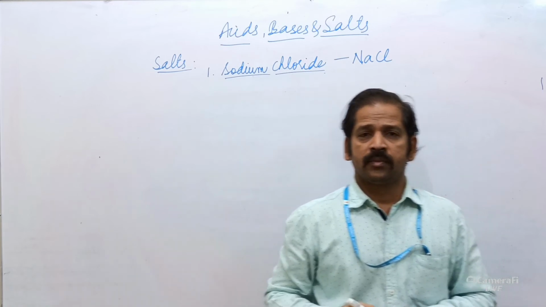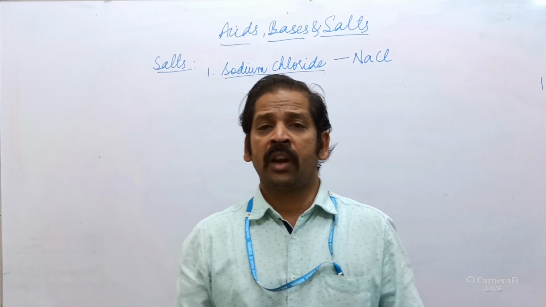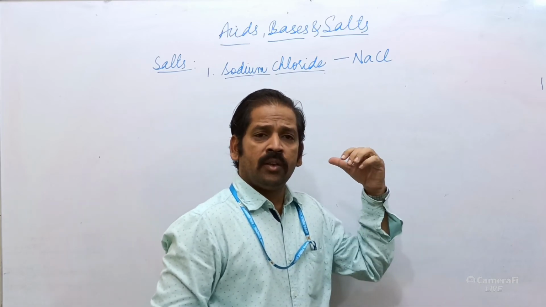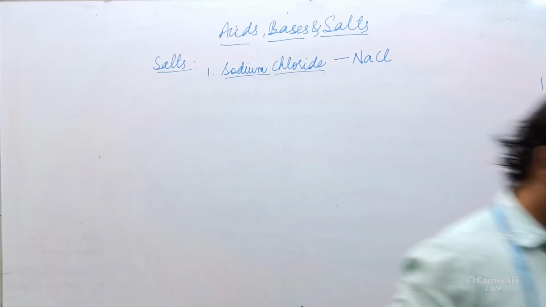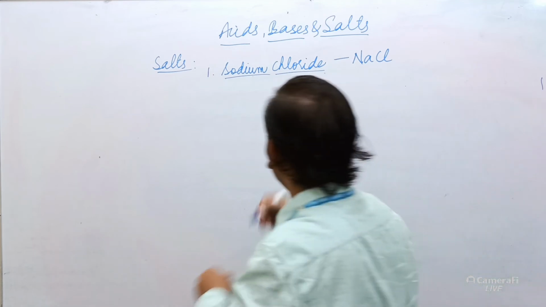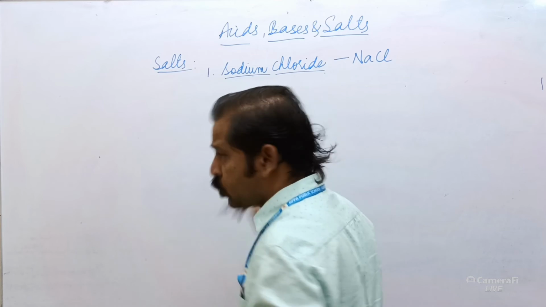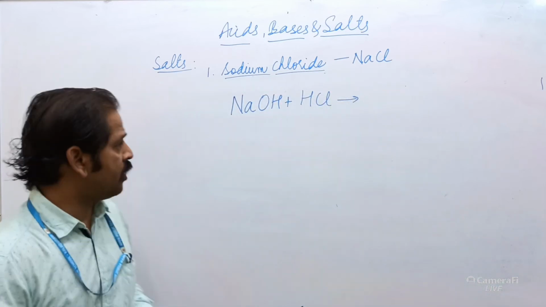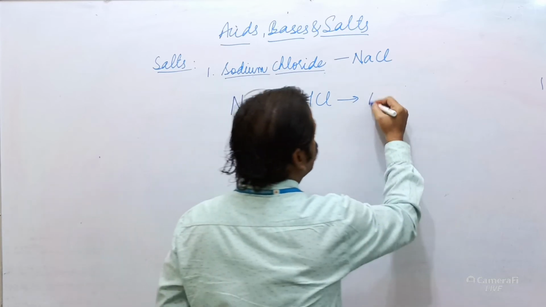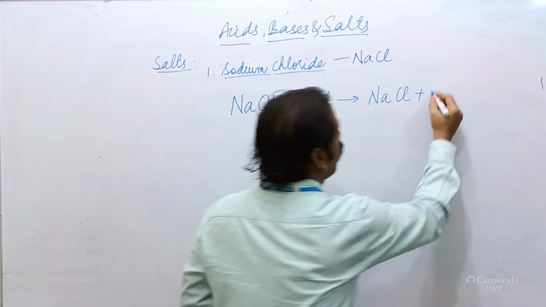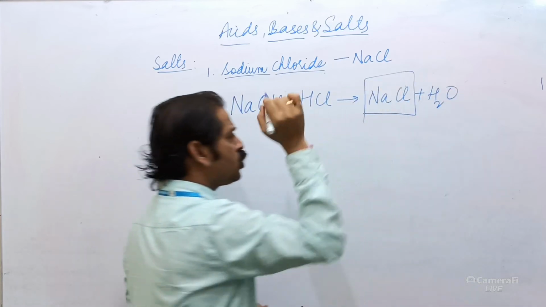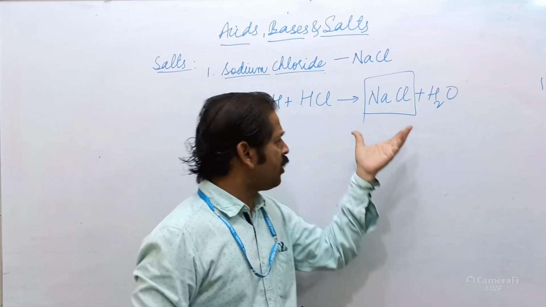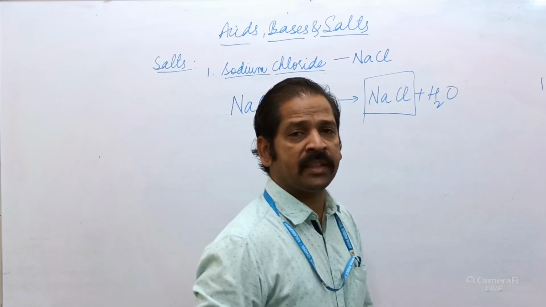Sodium chloride. Already we have learnt about sodium chloride because the neutralization reaction starts with it. Sodium chloride is formed from sodium hydroxide and hydrochloric acid. When both react with each other, we get sodium chloride and water. Sodium chloride is formed. It is a neutral salt. At that time I use the word normal salt. Neutral salt, and its pH value is 7.